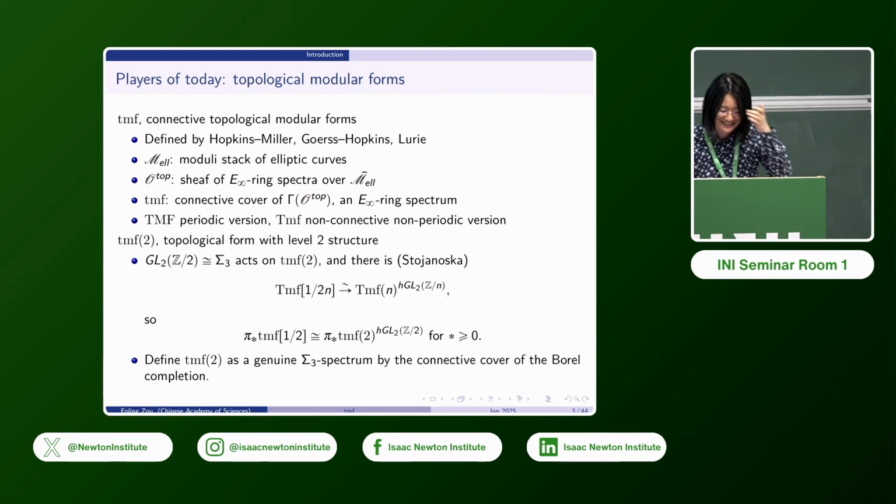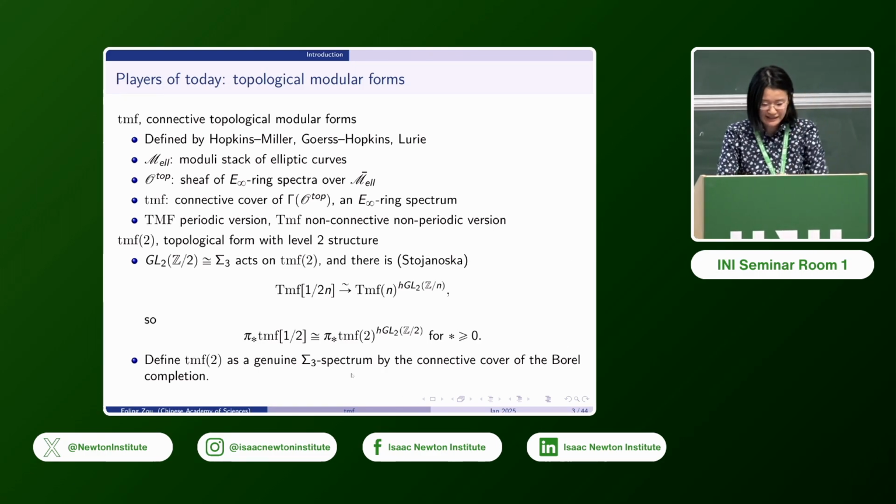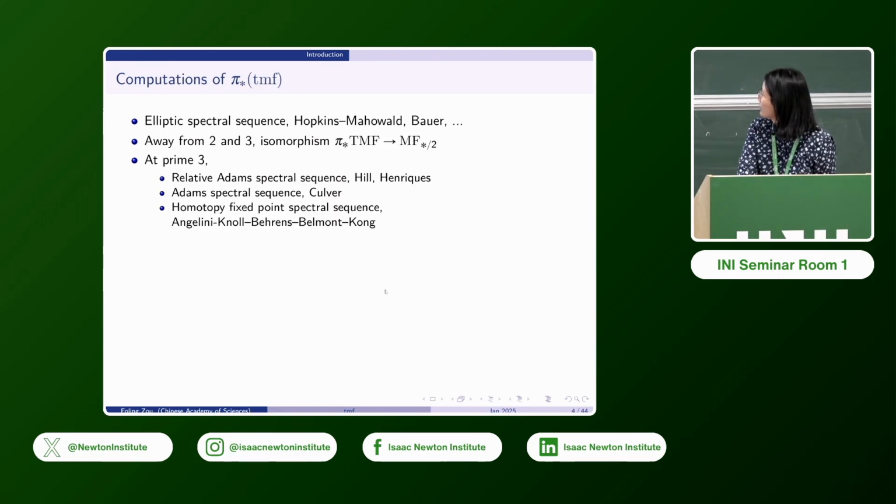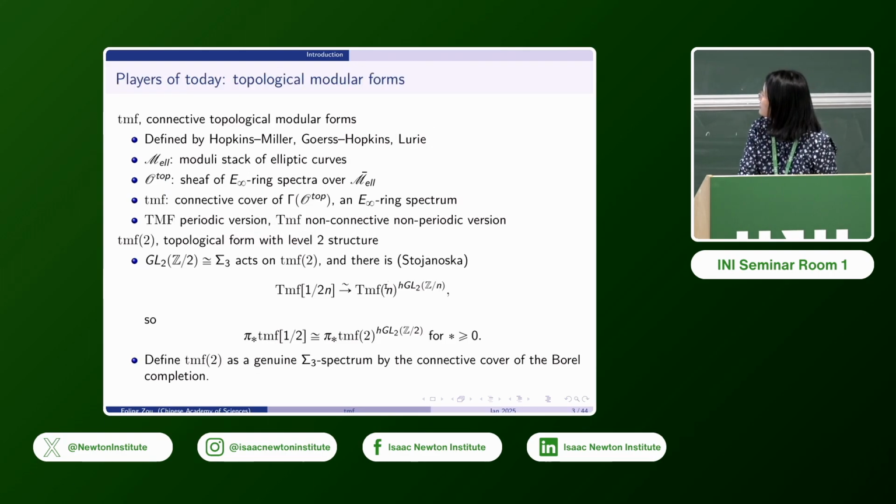gave that if you invert 2n, then you get the equivalence of this non-equivariant TMF with the homotopy fixed points of this TMF with level structure. So if we take n to be 2, we get that apart from the 2-primary part, apart from the 2-torsion, the homotopy groups of TMF can be recovered from computing the Sigma 3 homotopy fixed points of this TMF2.